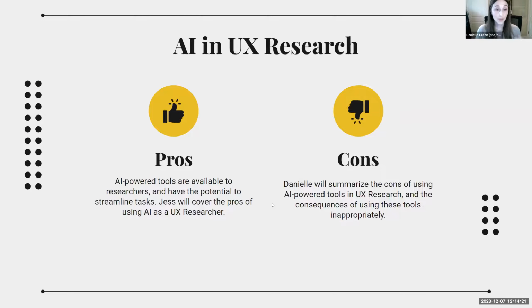Okay, so we're going to summarize the pros and cons. Jess is going to take it away with the pros, and then I will follow up with some of the cons of using these AI tools in UX research.